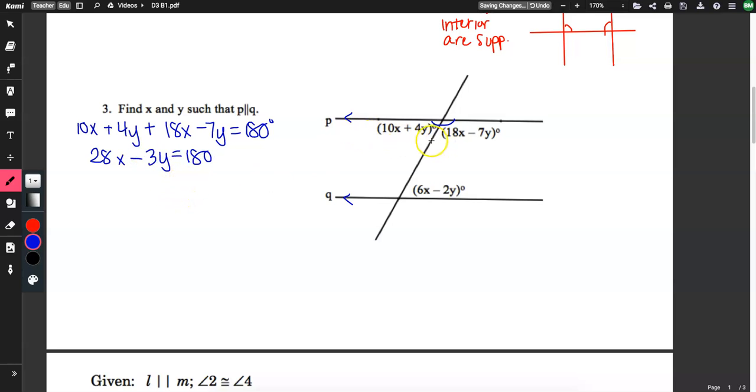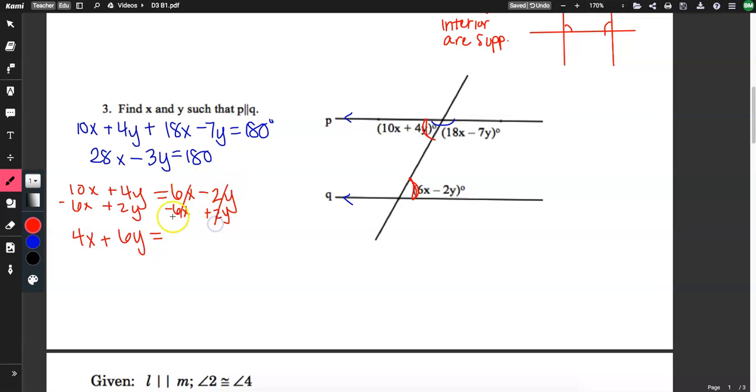And then I also notice that I have an alternate interior set up here. So this angle and this angle should be congruent. So I can say 10x plus 4y should equal 6x minus 2y. I'm going to get the variables on the same side here. So I'll subtract 6x and add 2y. So I have 4x plus 6y. Now be careful, sometimes we get confused, when everything on one side disappears, we still have to show that, so that actually equals 0. So now you have your two equations, and then I want you to finish solving this system on your own.